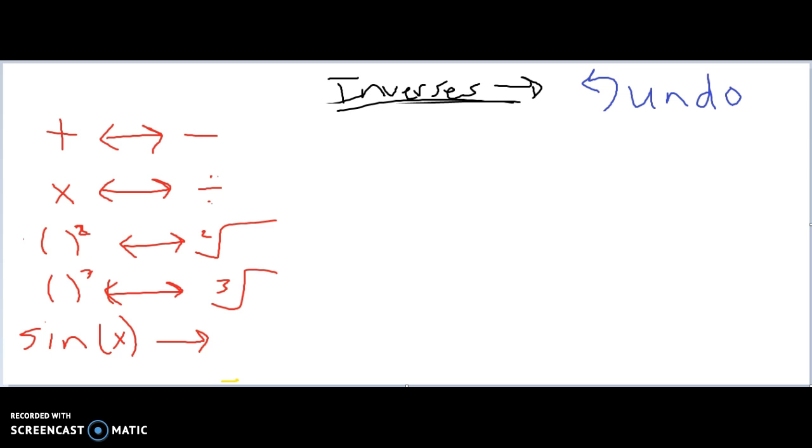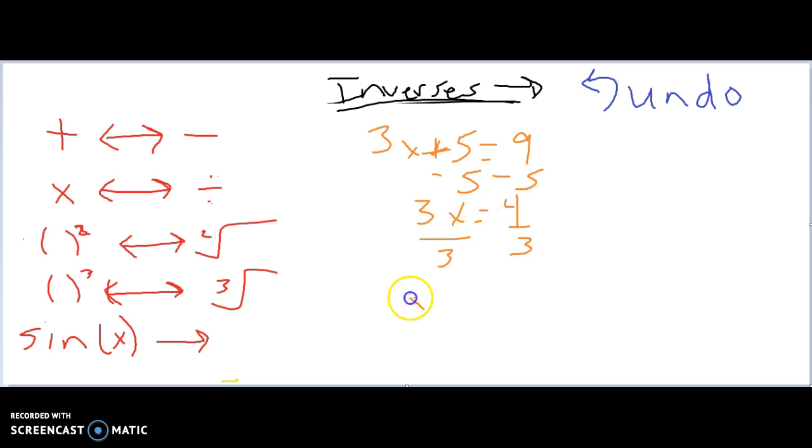Let's go through an example. So first, let's just go through an example that we'll know very well. 3x plus 5 equals 9. Well, you have addition, and the inverse of addition is subtraction. We're solving for x, by the way. So we need to subtract 5 from both sides. And then the inverse of multiplication is division, so you divide both sides.